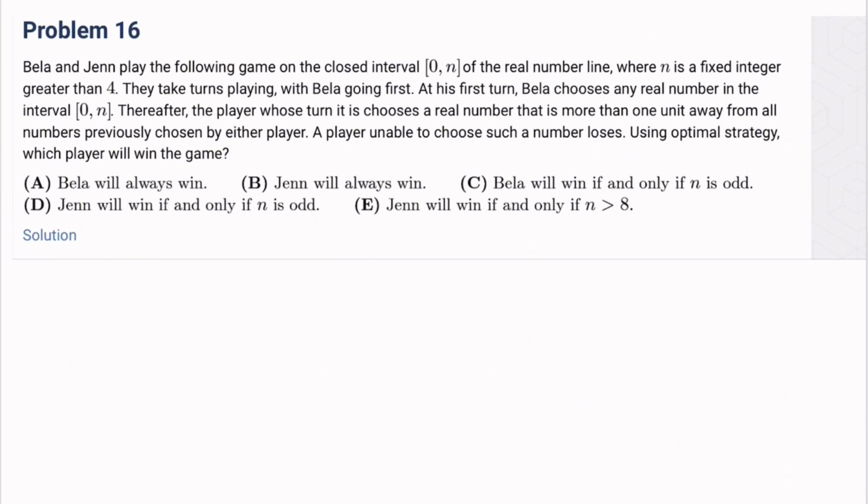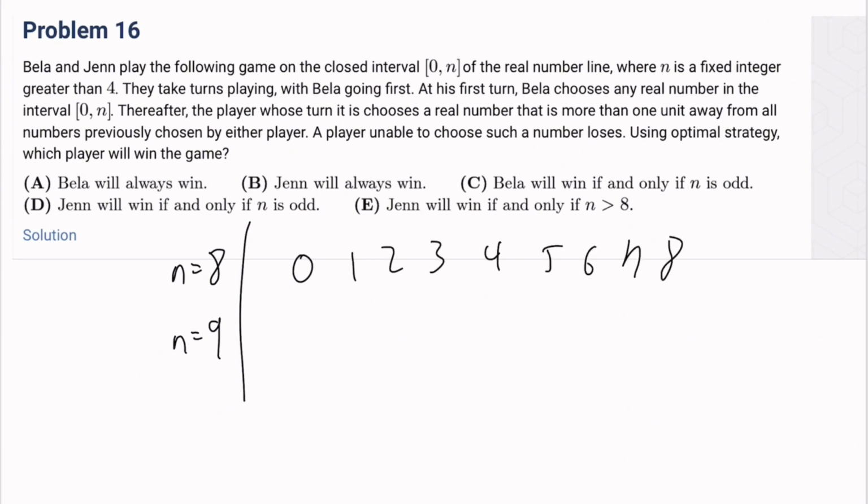Looking at the answer choices, we have to compare when n is odd or even, and when n is greater than or less than 8, right? Okay, so let's compare when n equals 8 and n equals 9, because that will solve all our problems, right? When n is 8, then we have 0, 1, 2, 3, 4, 5, 6, 7, 8, right? And Bella goes first. And so Bella would choose 4, right?